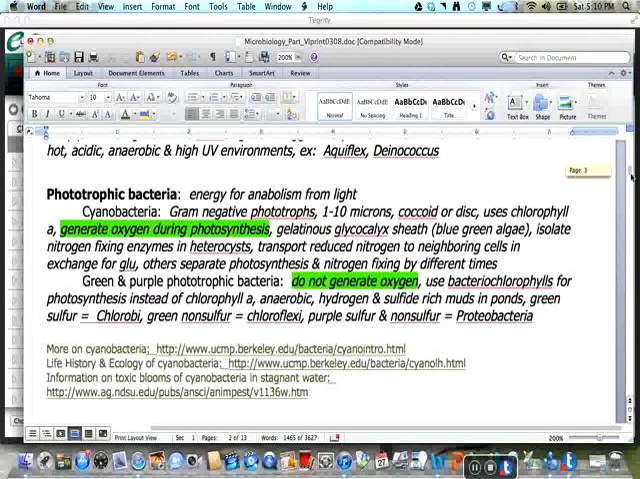If these are of interest to you, here is some more information that you can follow in these links. These links are going to give you information well beyond what you need for this class. There's a little bit of information here. It's actually a research article at this bottom link here on the toxic blooms of cyanobacteria that are in stagnant water.